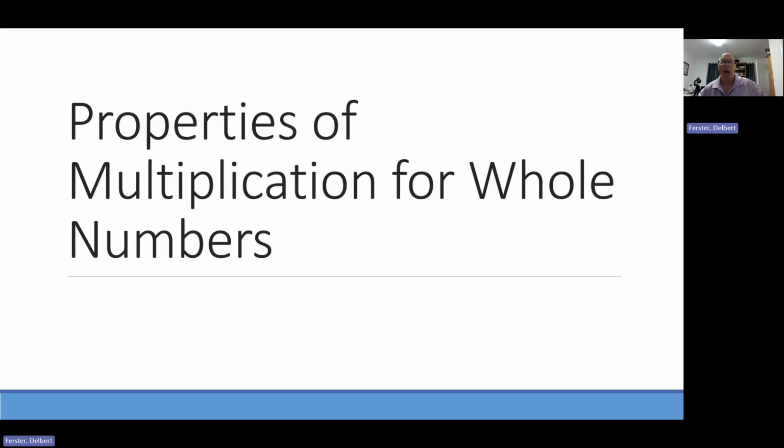There we go. If you remember from our last unit, we looked at properties as they related to addition, and then we looked at them in terms of subtraction. And we found that while addition did tend to be commutative and associative, subtraction came up a little bit short and wanting on those. So we'll look at those same properties as they relate to multiplication for whole numbers.